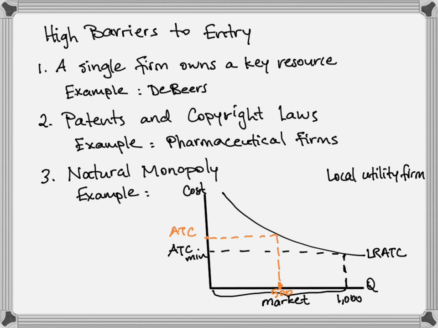So since it's more efficient to produce for the entire market by just one firm, the government allows this firm to operate as a natural monopoly, but the government regulates the price.